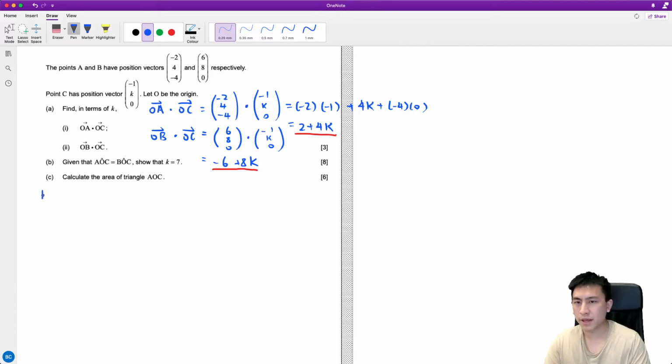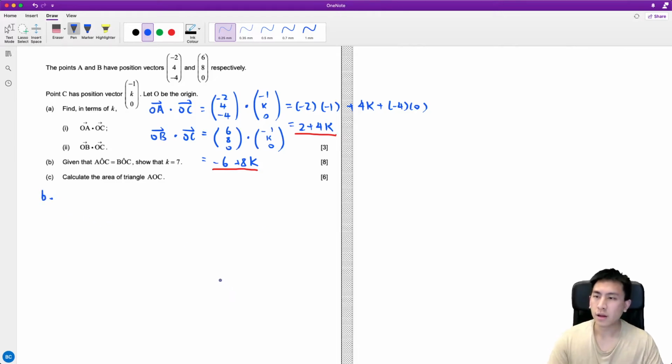Now part B. Let's do part B here. So given that angle AOC equals angle BOC, now here's the thing, right? You can go for a completely mathematical route, which requires no drawing. But if you somehow manage to draw something out, even though it might not be accurate, it would regardless help you a little bit to understand the question, because it might not be obvious to you. What should you do straight away?